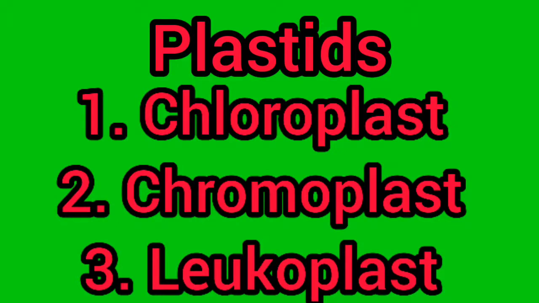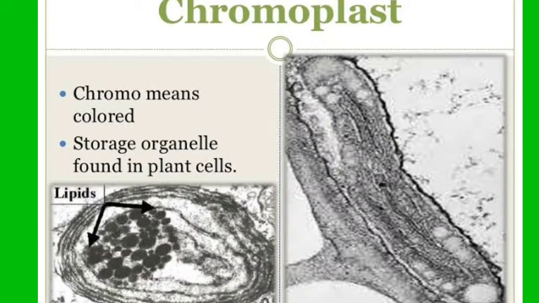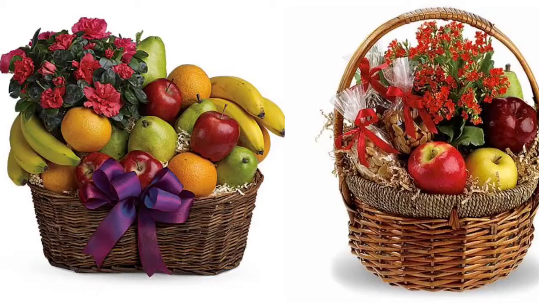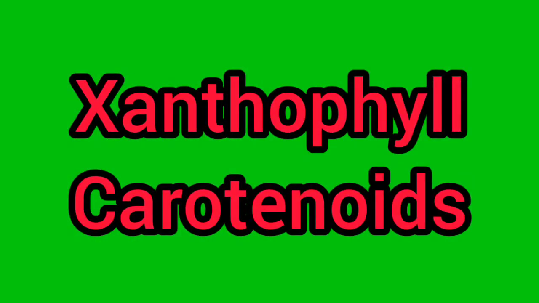Plastids are basically of three types: chloroplast, leucoplast and chromoplast. Chromoplasts have some colorful pigments like yellow, orange and red, and they are mostly present in the petals of flowers and fruits. Means chromoplasts provide color to the flowers and fruits. Yellow color is xanthophyll, and red and orange is called carotene.